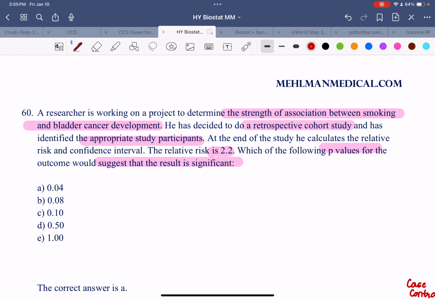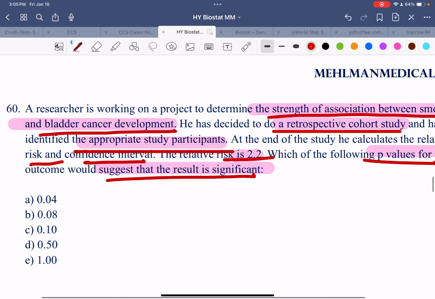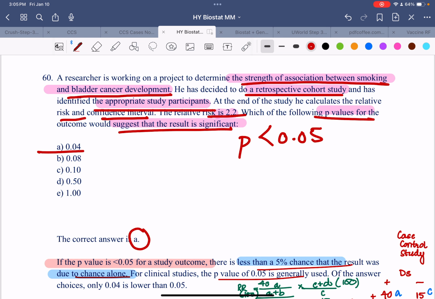Question 60. A researcher is working to determine the strength of association between smoking and bladder cancer development. He decided to do a retrospective cohort study, and he has identified the appropriate study participants. At the end of the study, he calculates the relative risk and the confidence interval. Relative risk is 2.2. Which of the following p-values would suggest that the result is significant? Remember, for a result to be statistically significant, the p-value should be less than 0.05. Therefore, the correct answer over here is A. That's the only value less than 0.05, right?